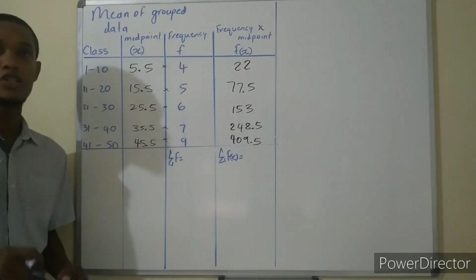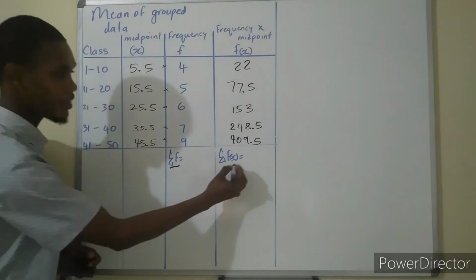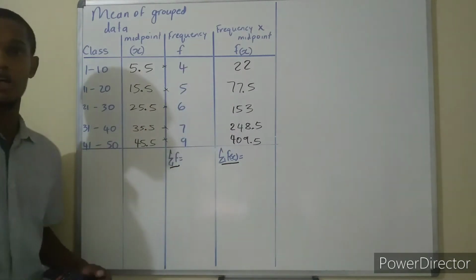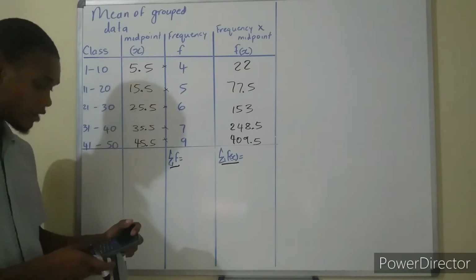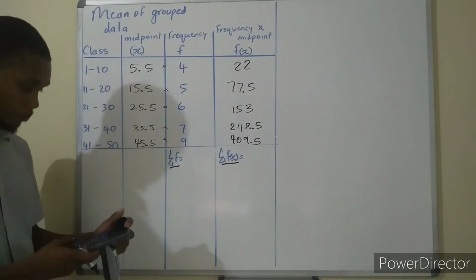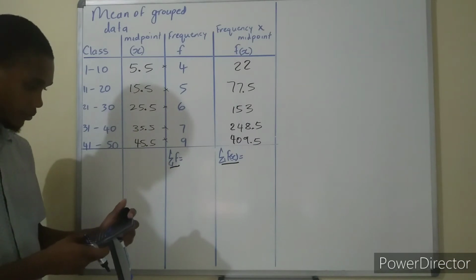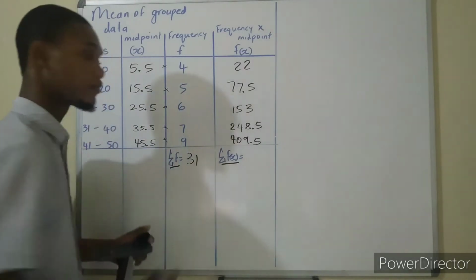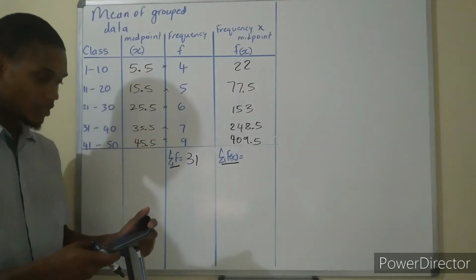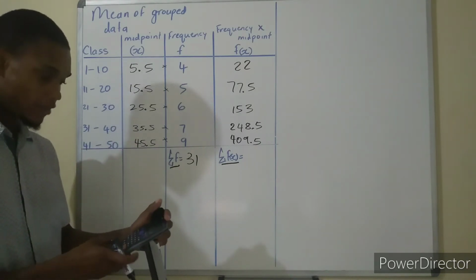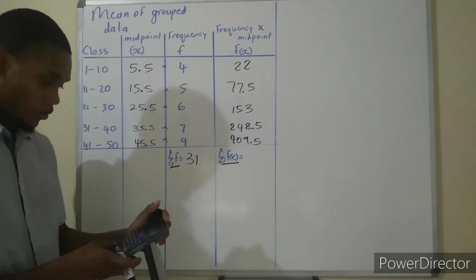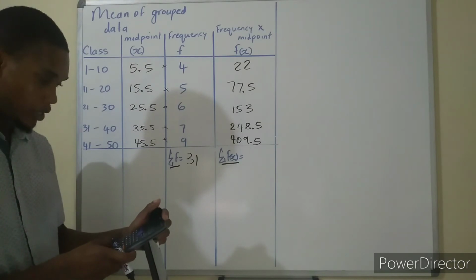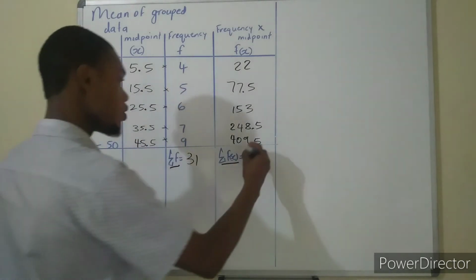So that's step one, working out your f of x. The second thing you need to work out is the summation of f and the summation of f of x. What does that mean? It means you add everything in your column and put the answer there. So you add 4 plus 5 plus 6 plus 7 plus 9 to get 31. Then for this category, you add them up the same way: 22 plus 77.5 plus 153 plus 248.5 plus 409.5, and the sum gives you 910.5.